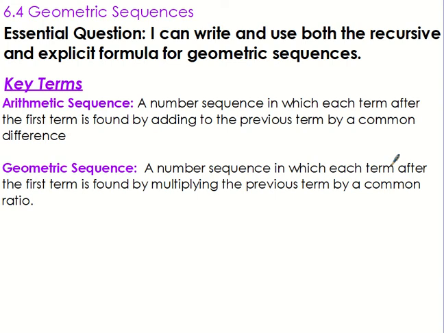Those two words, recursive and explicit, should sound familiar because we did them for arithmetic sequences. Remember, an arithmetic sequence is when one term to the next is found by adding to the previous term with a common difference. We're now going to do geometric sequences, where one term to the next is found by multiplying the previous term by a common ratio. So the difference is that it's not adding, it is multiplying. And instead of a common difference, it's a common ratio.